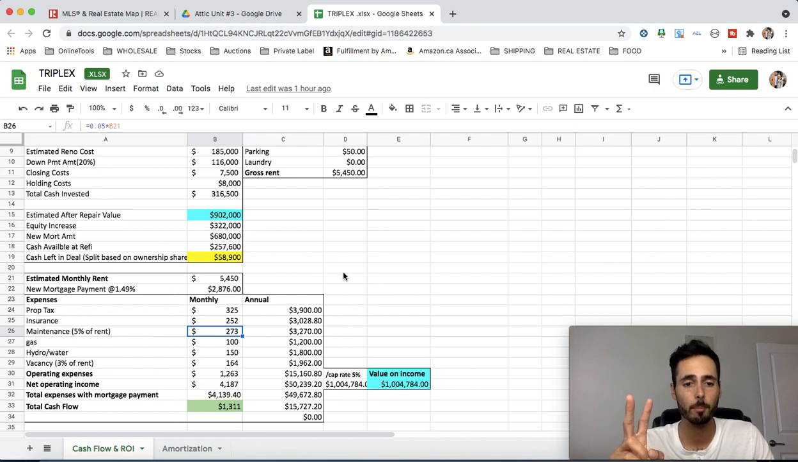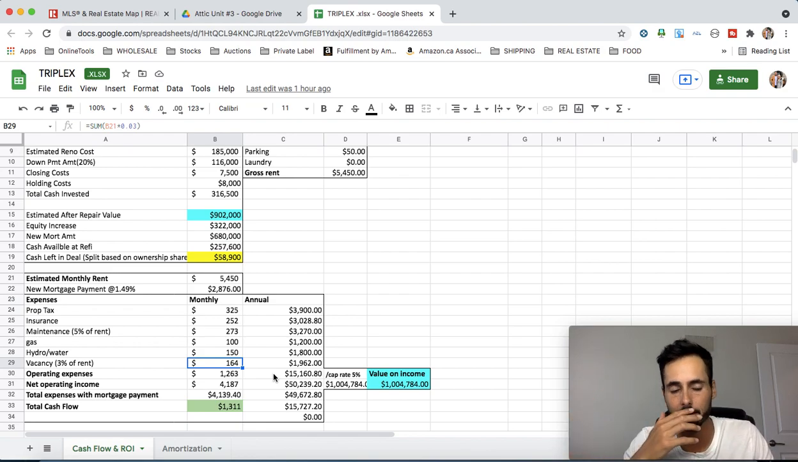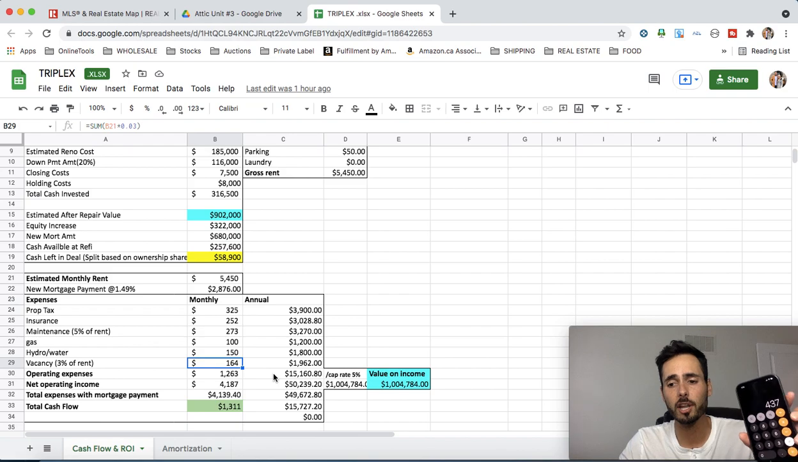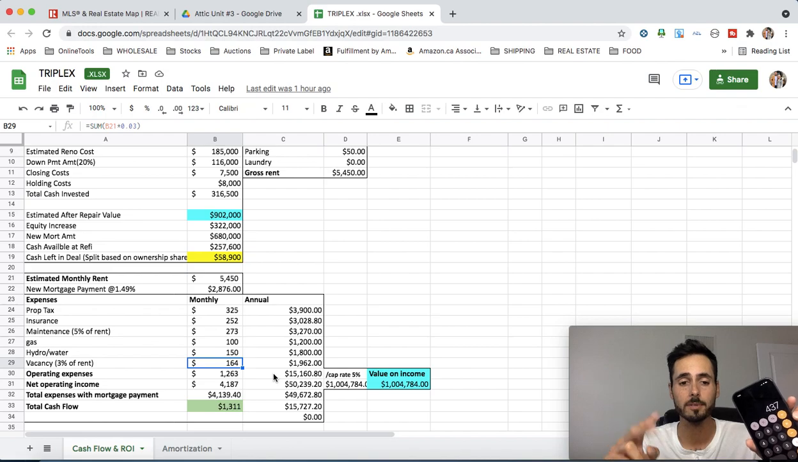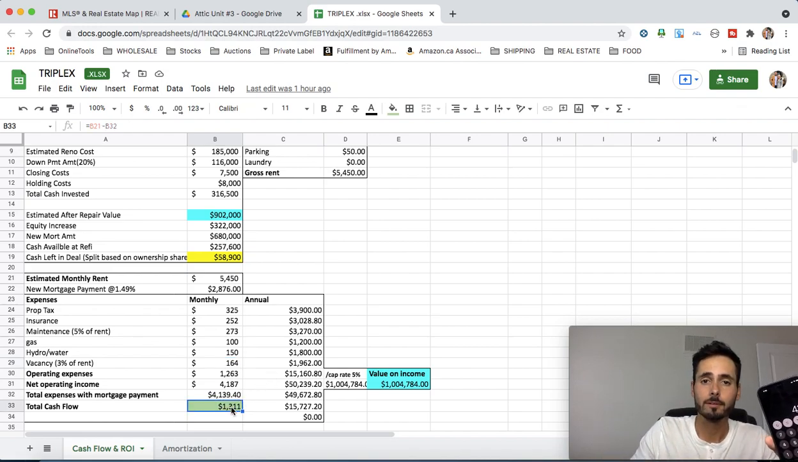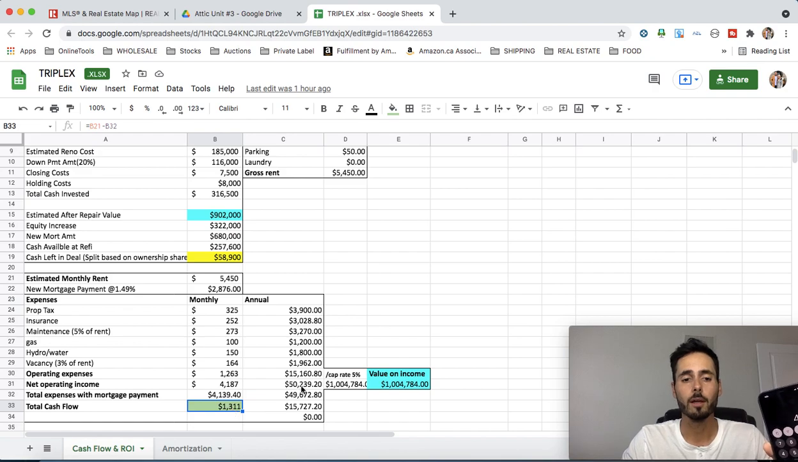But two things I do wanna bring up: I put aside 5% for maintenance every single month, and I put aside 3% for vacancy every single month as well. Even though vacancy rates in Hamilton are basically zero, I put money aside because I like to be conservative with my numbers and make sure we are all safe and above board. So I'm putting aside $437 every single month from those two line items. On top of that, my poor attempt at a drum roll, $1,311 a month cash flow.